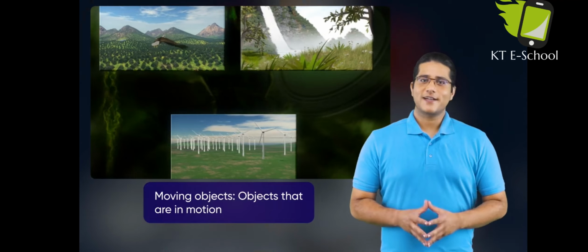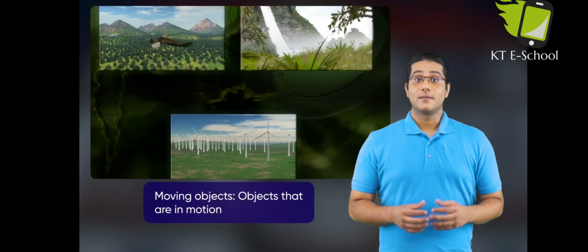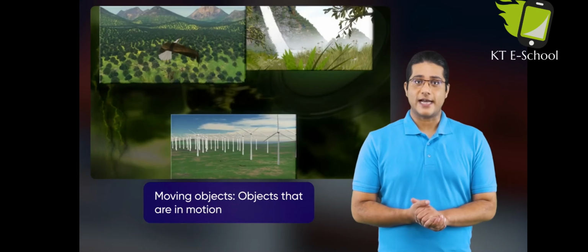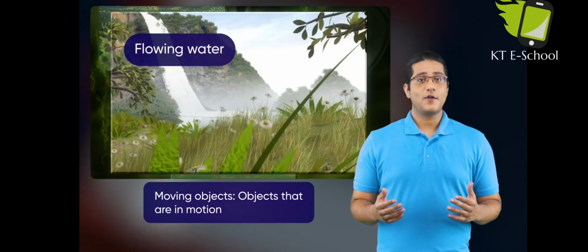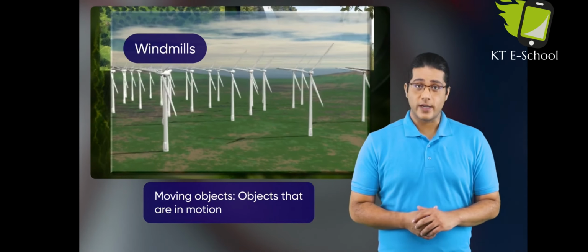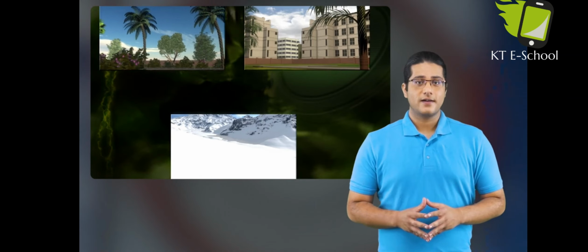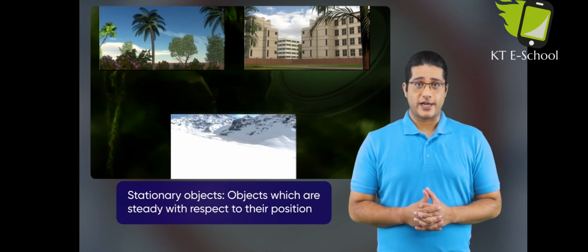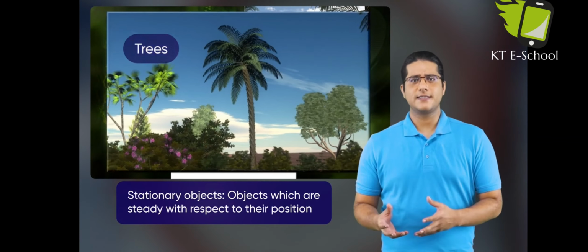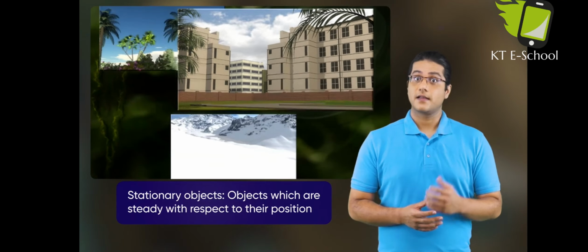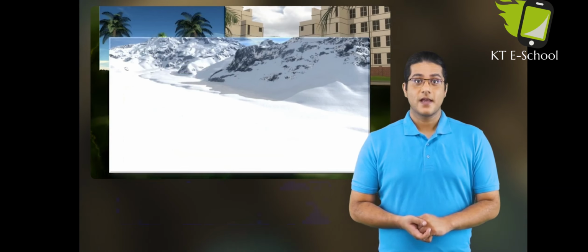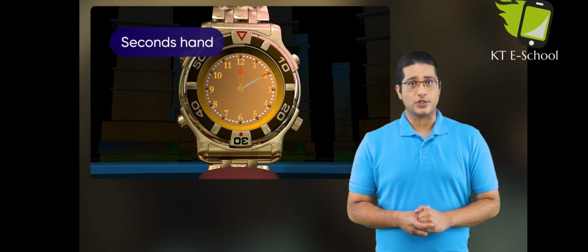The objects in motion are called moving objects, such as the flying bird, flowing water, and windmills. The objects which are steady with respect to their position are called stationary objects, such as trees, buildings, and the mountains.